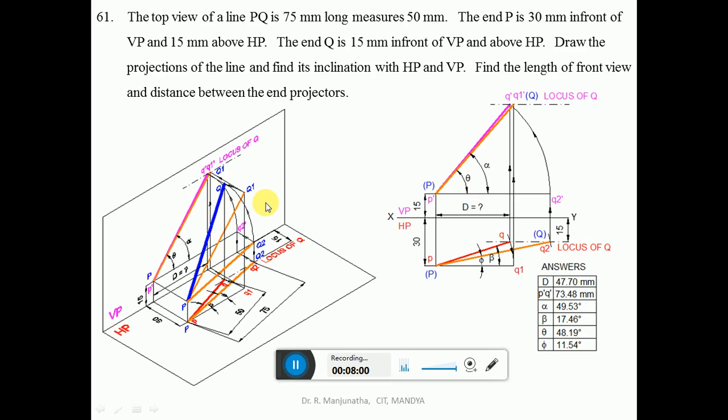Now we are going to solve this in orthographic view. First we draw the XY line and mark XY, and mark VP and HP, as shown. Then P is 30 mm in front of VP and 15 mm above HP. So from the XY line, you measure the distance of 15 mm above the XY line, because HP is above XY line. Then draw a horizontal line such that it is 15 mm above HP.